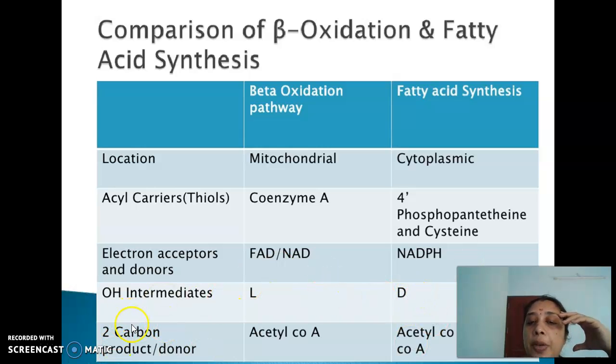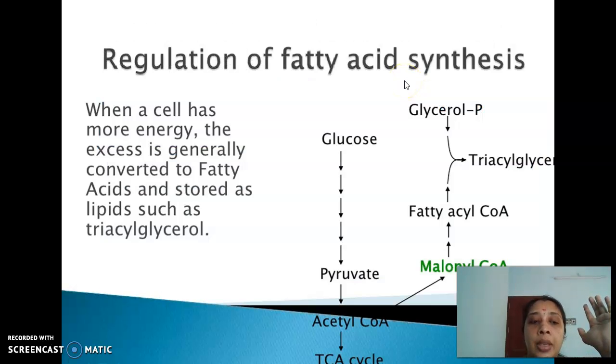Then the product obtained in oxidation is acetyl-CoA. In synthesis, we are having acetyl-CoA condensing, but out of the 8 molecules, only a single molecule is coming in the form of acetyl-CoA. The remaining molecules are coming in the form of malonyl-CoA. Clear? So this is a comparison between the 2 processes. This is the reverse. Okay, right.